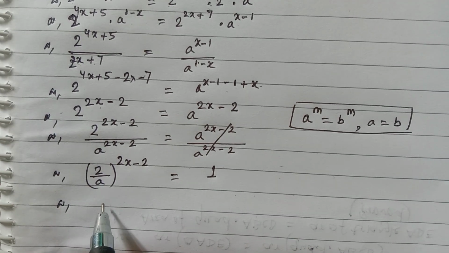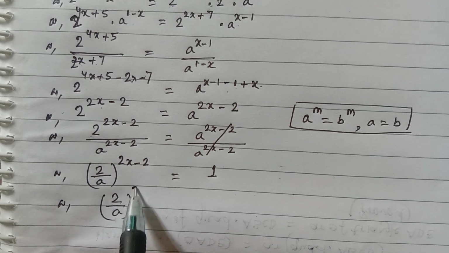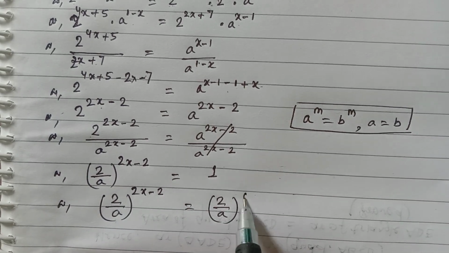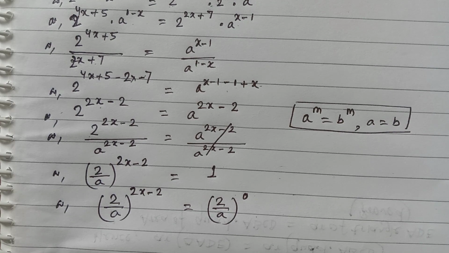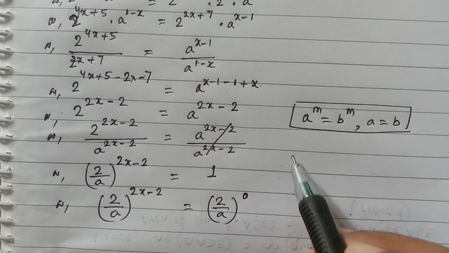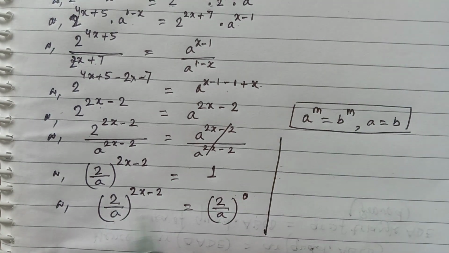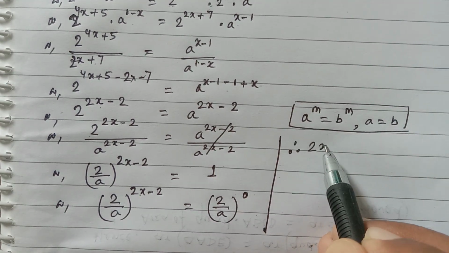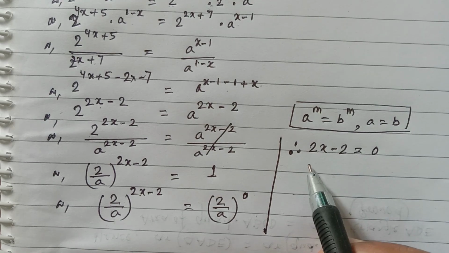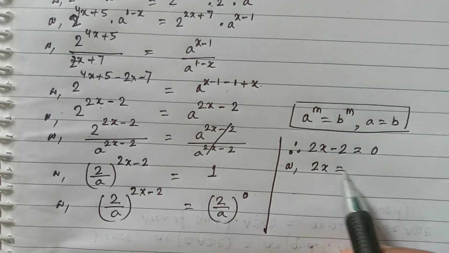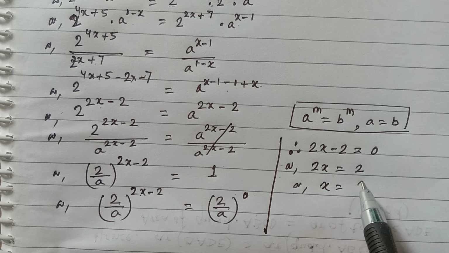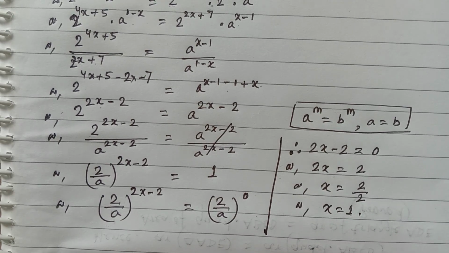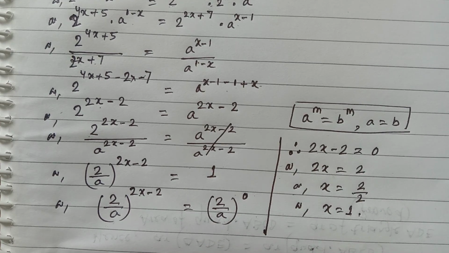Next line I have 2 by a raised to power 2x minus 2 is equal to 2 by a raised to power 0. Okay, so from here I get 2x minus 2 equal to 0, or 2x is equal to 2, or x is 2 divided by 2 and x is 1. So the value of x is 1.